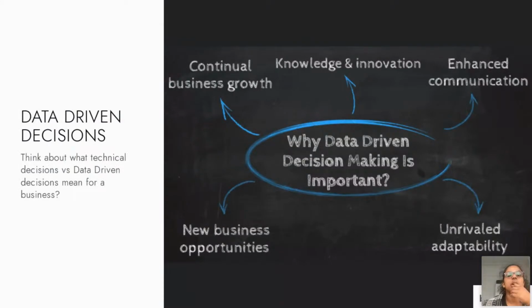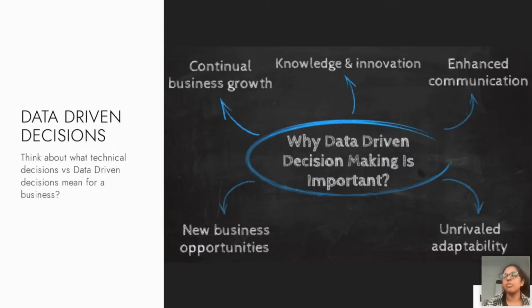I think this was just to talk about the lens. I thought it was a pretty cool image on what does it mean to be technical decision versus data driven. Some cool things: continuous business growth. I mentioned that. It's being able to review and understand where you are. Have you achieved your targets? If you have, what next?